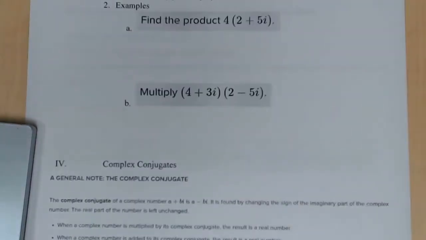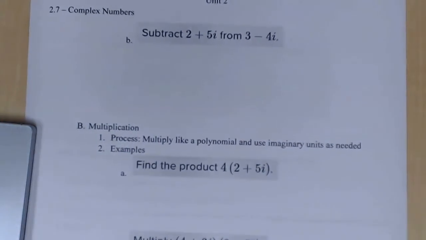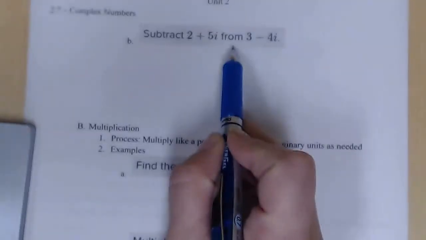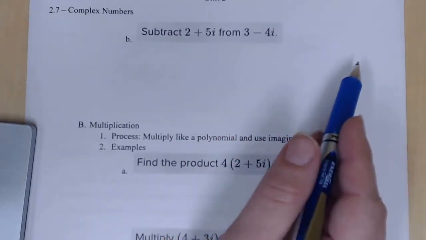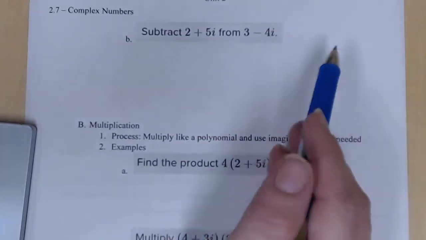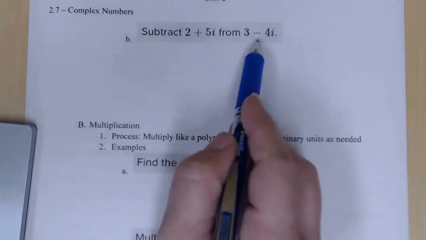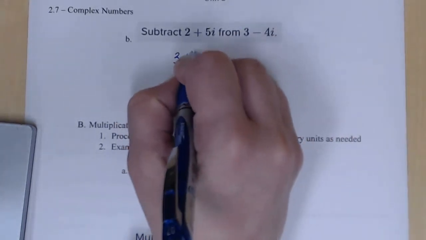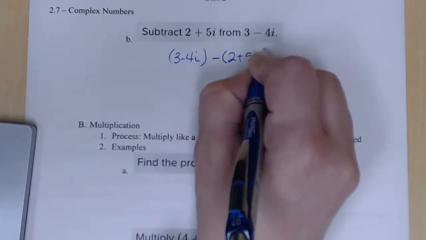Subtraction is where the details happen, or where most students make a small mistake. If you want to subtract 2 plus 5i from 3 minus 4i, most students don't really like to read in math class, and it gets you on something like this. Subtract 2 plus 5i from 3 minus 4i. That means 3 minus 4i is going to go in the front, minus 2 plus 5i.